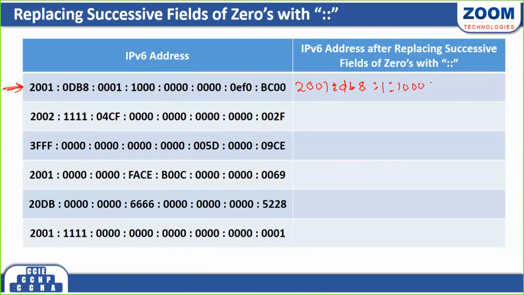We can put a double colon here, right? Yes, here you can put a double colon. Then EF0, double colon, PC 00. Only leading zeros can be omitted, not the zeros that follow, right? Only leading zeros.